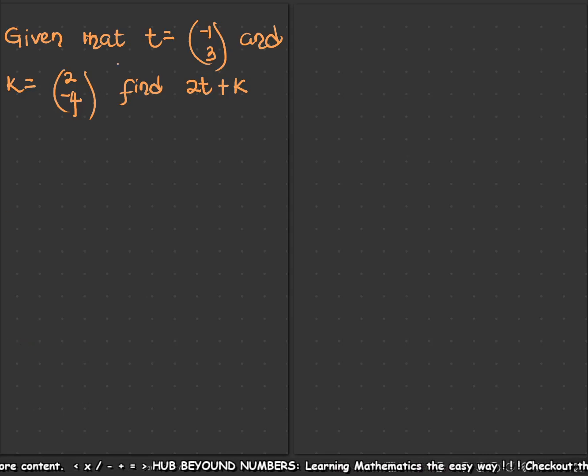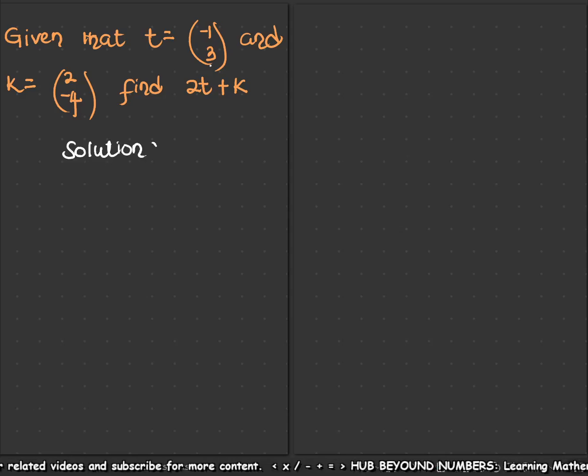In this video, you are solving this question you see on the screen. It is given that t equals (-1, 3) and k equals (2, -4). You have to find 2t plus k. You can pause the video and try it on your own. Now let's quickly go into it.